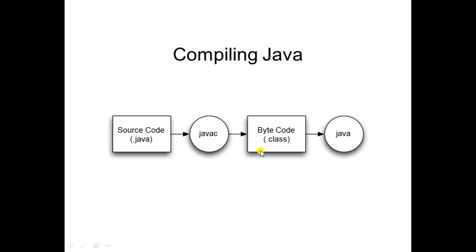Then after that, the output of the compilation will be the bytecode, and that will be saved with the extension .class. So that bytecode file is nothing but your .class file, and that bytecode is given to the interpreter, and the name of the interpreter is java, and then that interpreter will execute the Java .class file.